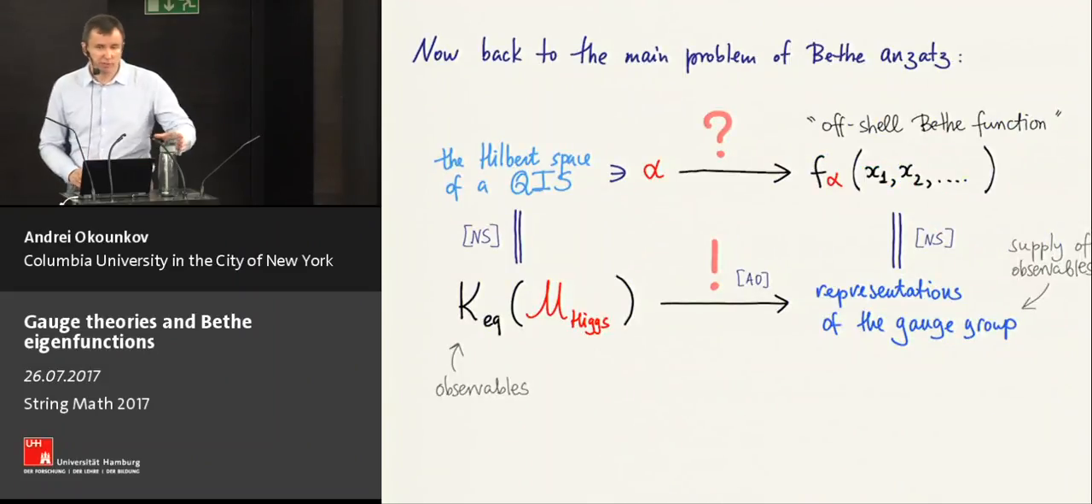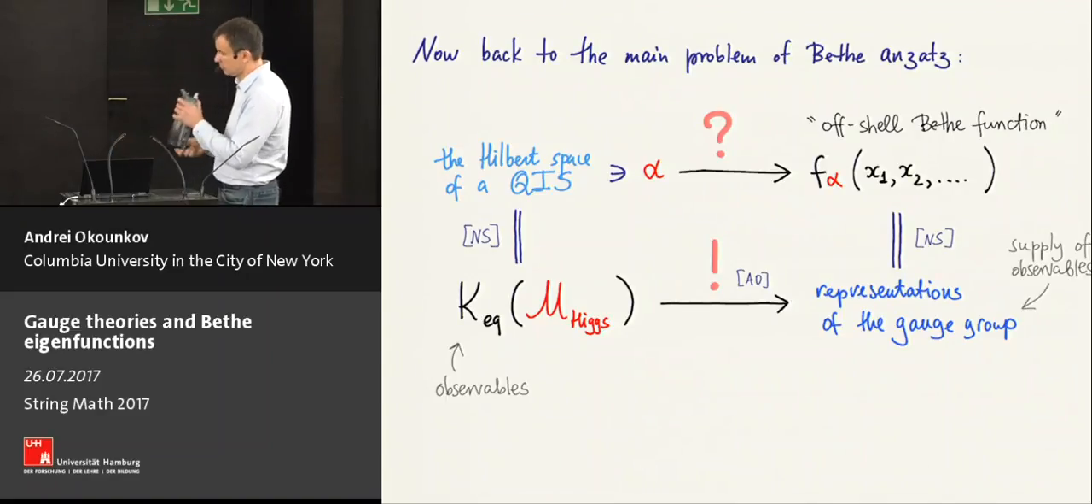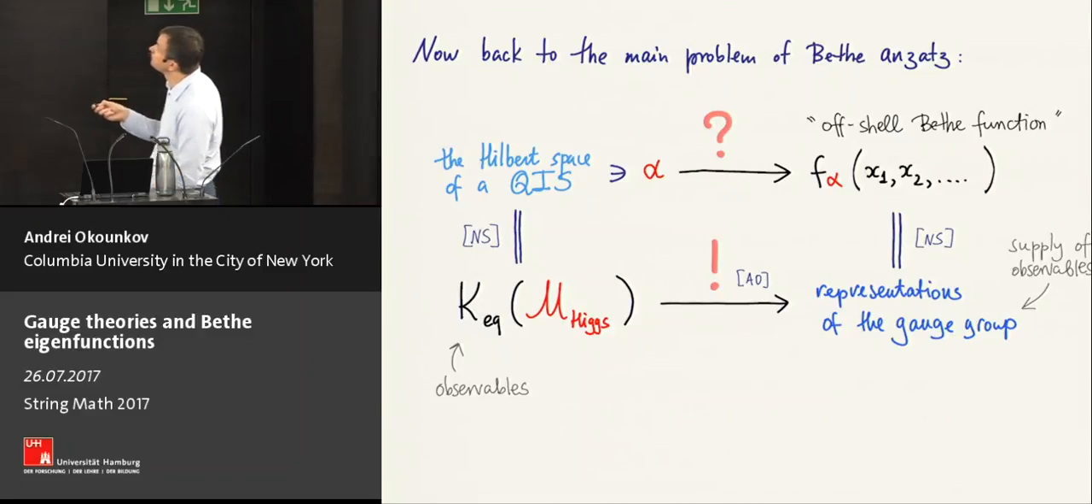So now we go back to the main problem of the Bethe ansatz. The problem was that we had the Hilbert space of a quantum integrable system, and we wanted to map it to the off-shell Bethe function, which means a function with some auxiliary variables. So that was a question mark. And now we will solve it after translating to the following problem. So this is now identified with the equivariant K theory of the Nakajima variety. This is the supply of line operators, I mean, this is the ring of the line operators.